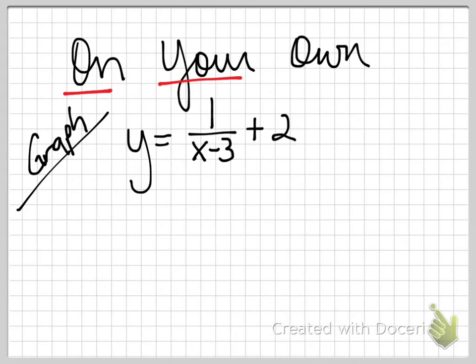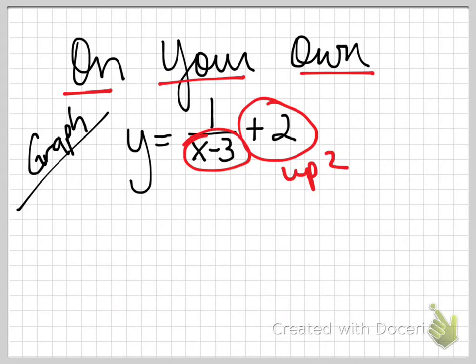So I have a problem for you to try on your own. You're going to graph this equation. Keep in mind the plus 2 means it's been shifted up 2. The x minus 3 means it's been shifted right 3. And your slope is just going to be 1. So try graphing this, put your lazy L's on there, and let me see how you do.